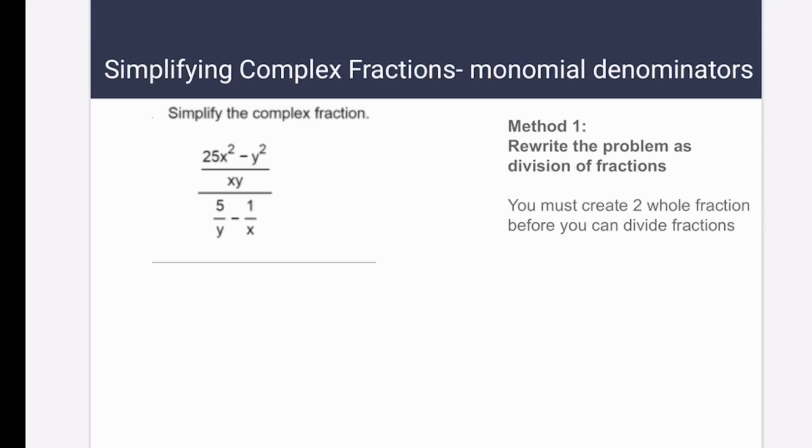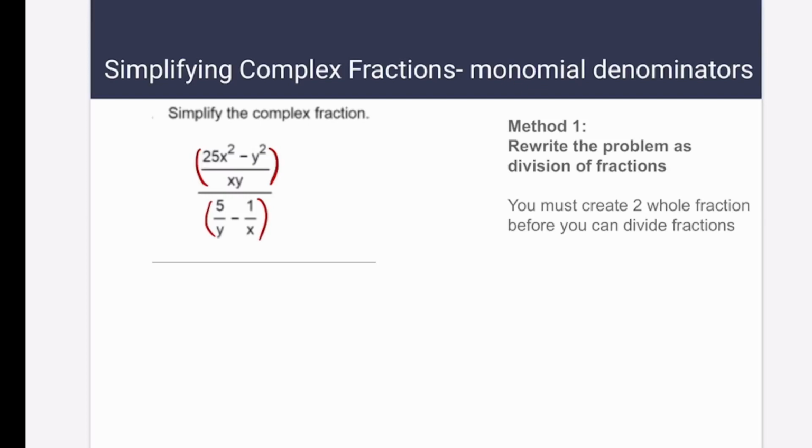We're going to simplify complex fractions with monomial denominators. So this is a complex fraction. It's fractions inside a bigger fraction. There are two methods. The first method is going to be to rewrite the problem and put all these things together. The second method is definitely going to be more convenient going forward, but this should at least explain to you why all this is happening.